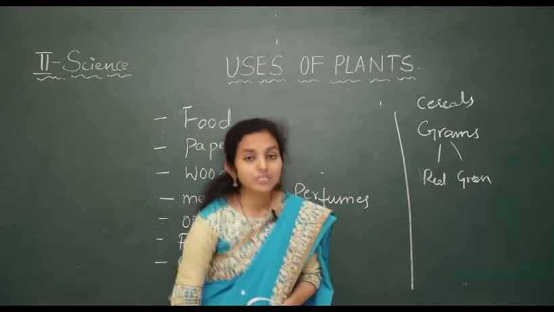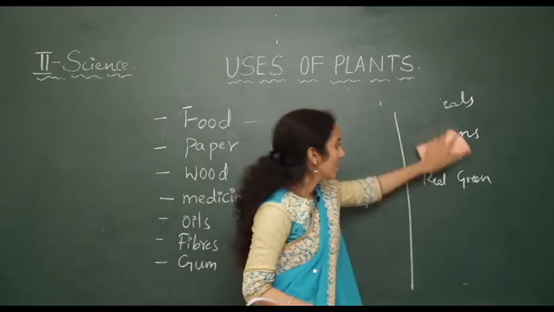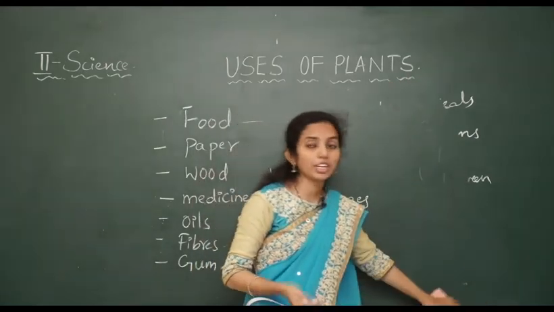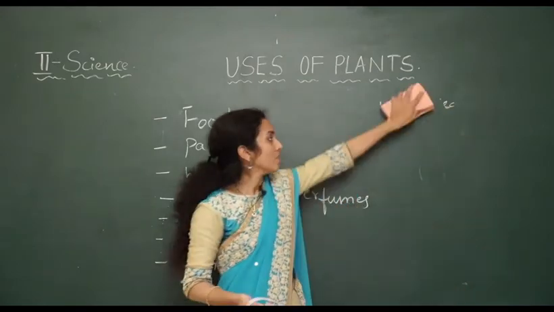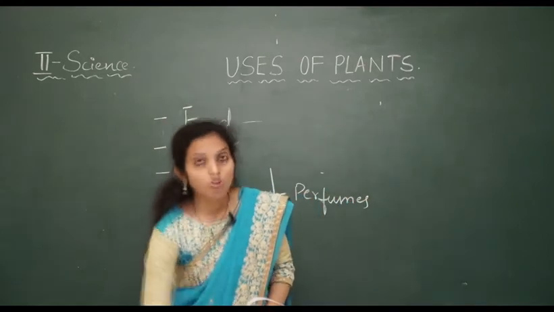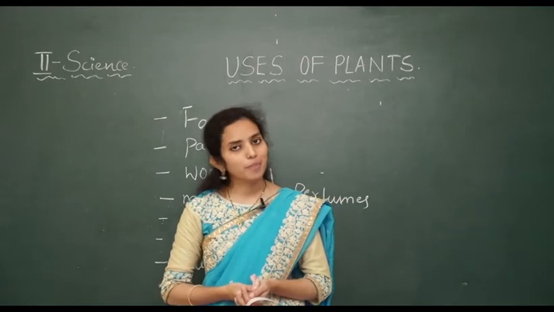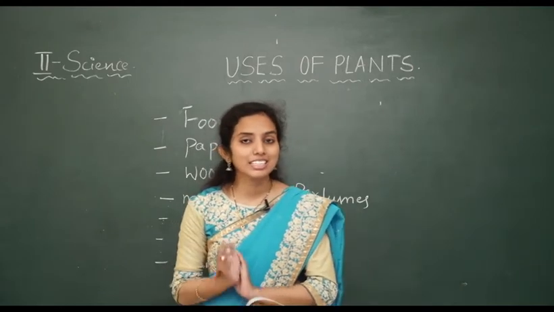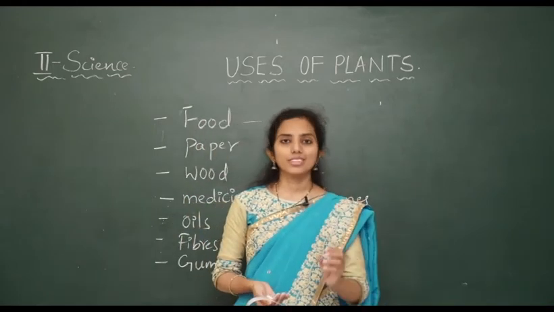So some leaves we eat when they are fresh, such as leafy vegetables, and some leaves we dry and make into powder and use for the preparation of tea. So tea, coffee is also used. Tea is also, indirectly, a product of plants only. So tea powder is made from the dried tea leaves, and coffee is made out of coffee seeds.